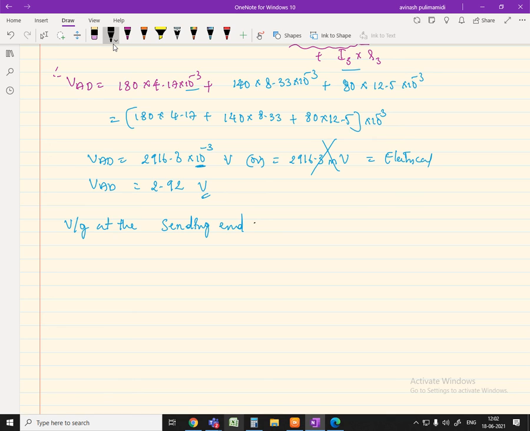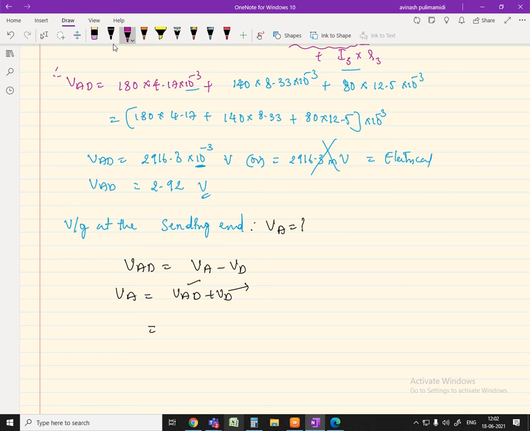So voltage at the sending end means we require to find the value of VA. What we have here? VAD. VAD we know. How to find the VAD? VA minus VD. Yes or no? Basic difference. We require to find the value of VA. Then VA is equal to VAD plus VD. We have the value of VD, we also have this VAD.